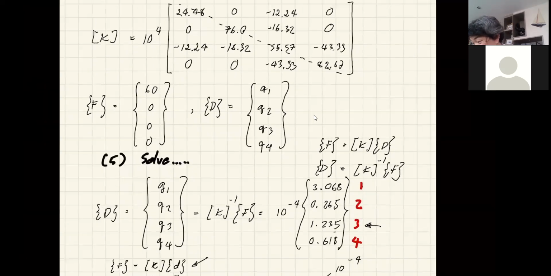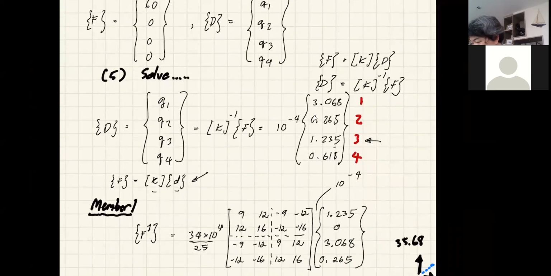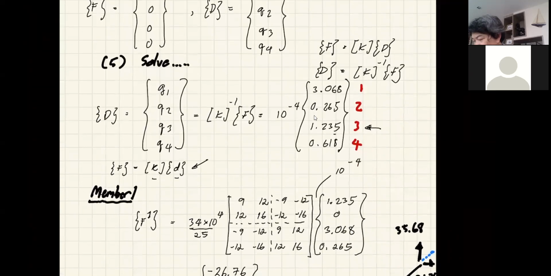Member number two, let me try to be consistent. I'm just going to write the force first. The force for member number two.